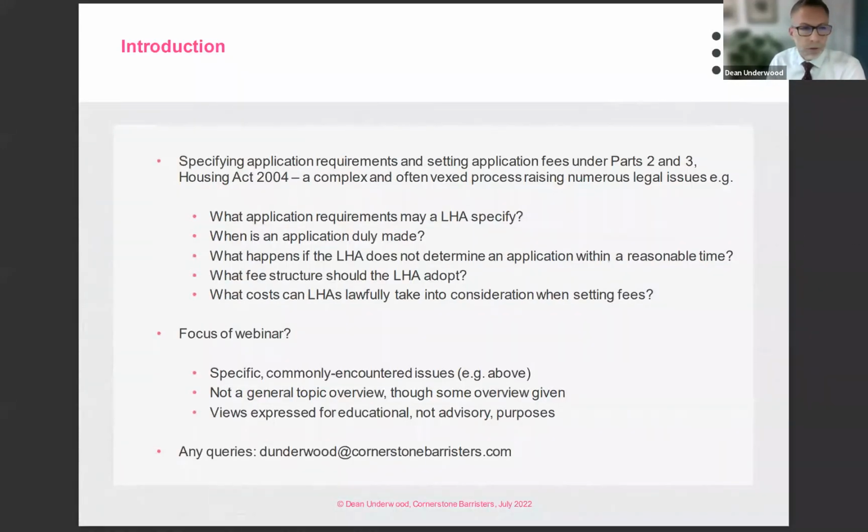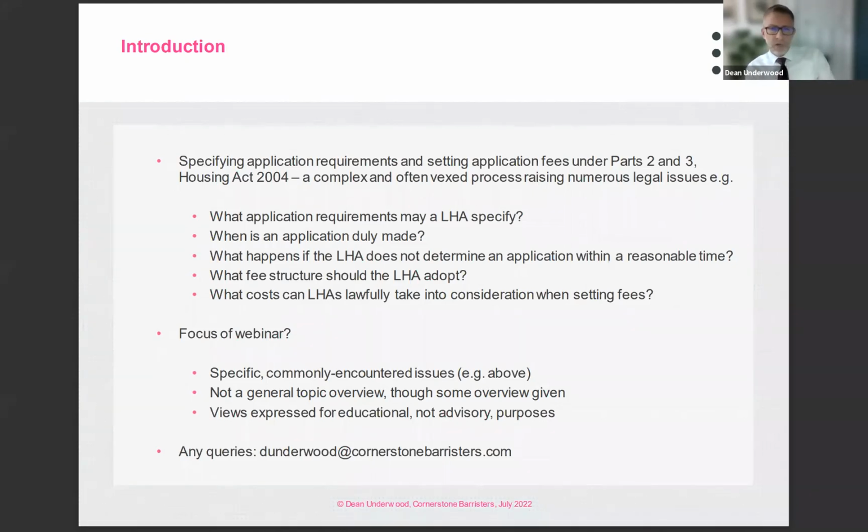Well, as many of you will know, specifying application requirements and setting application fees, whether under Part 2 or Part 3 of the Housing Act 2004, can be a complex and is often quite a vexed process, which tends to raise numerous different legal issues. And I'm frequently instructed during the course of a local authority preparing to designate an area as subject to either additional HMO or selective licensing to advise on a range of issues.